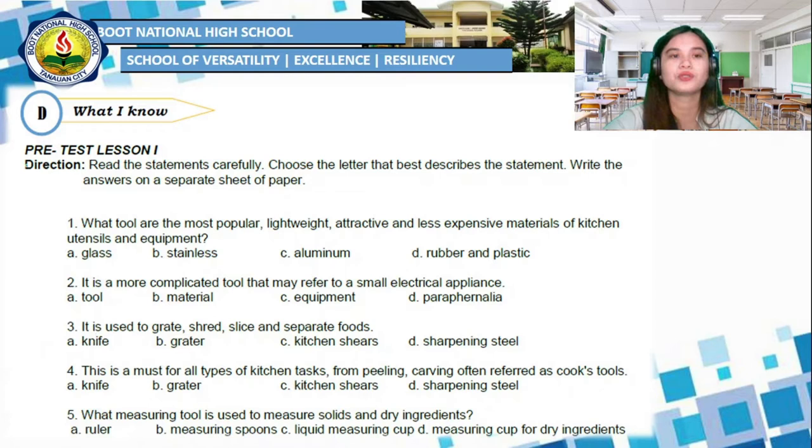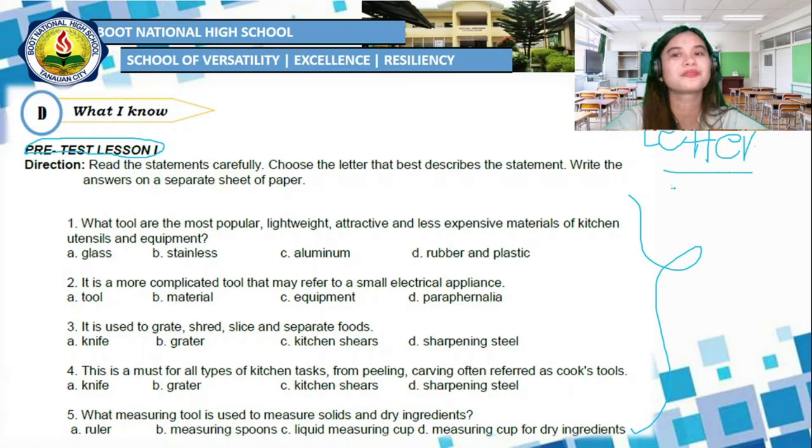Lesson 1. Okay, now directions. Read the statements carefully and choose the letter that best describes the statement. Write the answer on a separate sheet of paper. You can just write only the letter. No need to copy all of this. Letter only, just the letter itself. Now, let's have number 1.